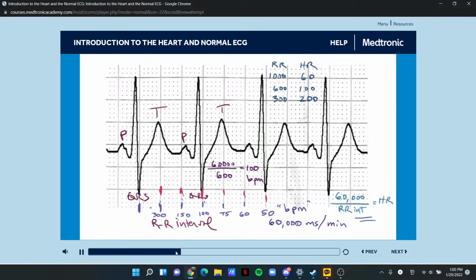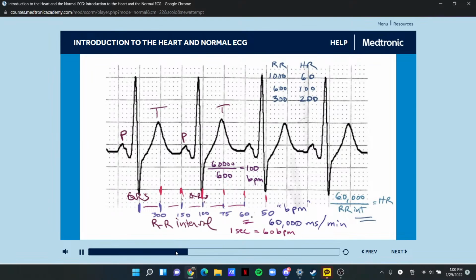Let's see. If we measure that 60 beat per minute interval, you'll find that you have 5, 10, 15, 20, 25 small boxes. Well, remember, 25 small boxes is 1 second, and that would correspond with 60 beats per minute, because in that case, you'd have 1 beat every second. So this system does work pretty nicely.